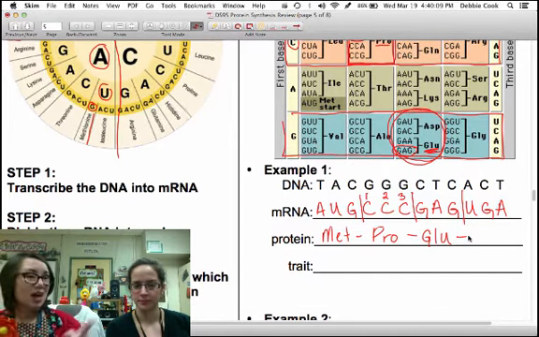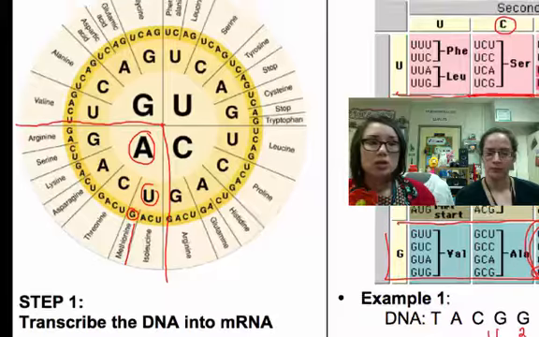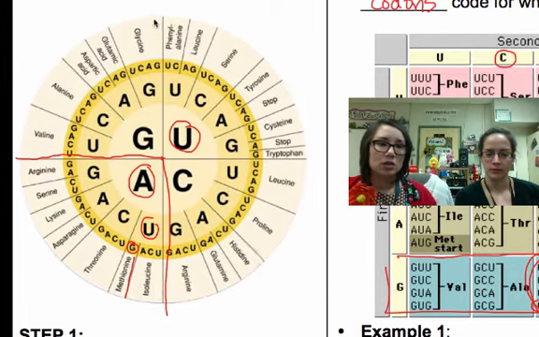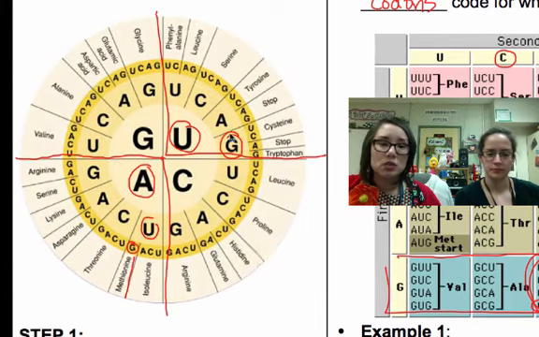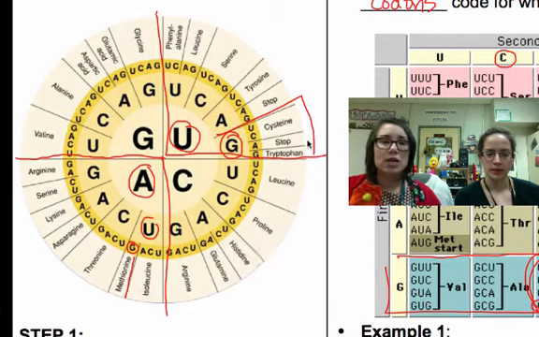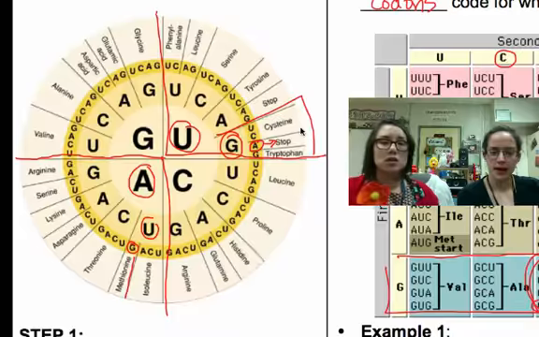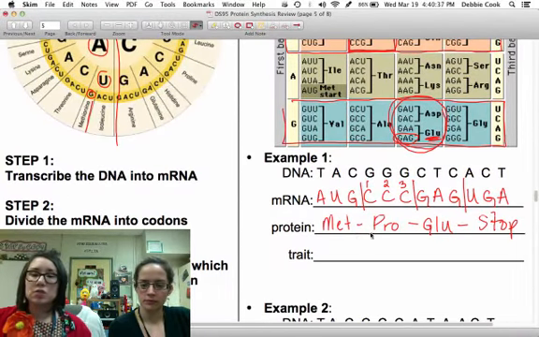And for our last one, let's go ahead and use the circle chart. So we have UGA. So looking for UGA, I'm going to find U in the middle. Here it is. So my answer is going to be somewhere in this section. Then I'm looking for what letter next? G. All right, so here's G. So my answer is going to be somewhere in here. And then my last letter is going to be? A. A. And then if I find that, notice what it says. Stop. So that's actually the end of my protein. So it's going to be methionine, proline, and then we also have glutamate.